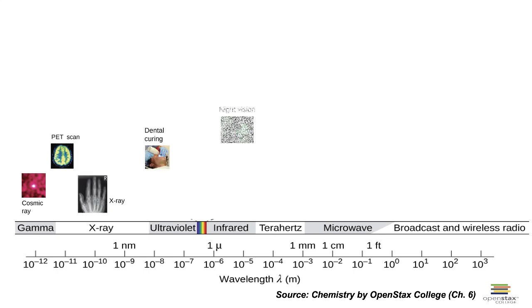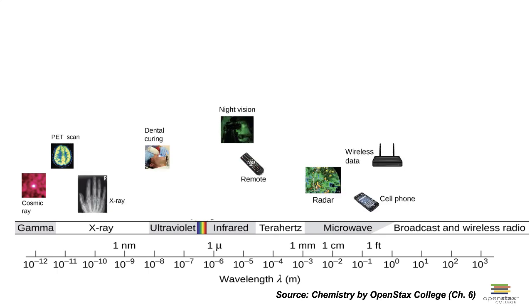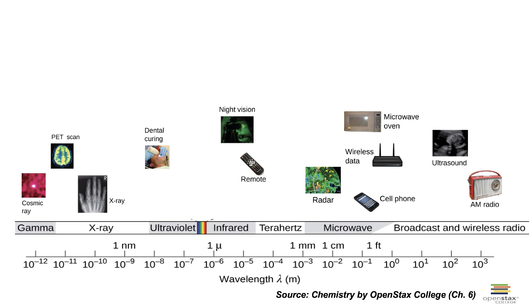Here are a number of examples of electromagnetic radiation used in your daily life: X-rays, dental curing, night vision goggles, TV remote controls, weather radar, cell phones, etc. And visible light is only a tiny little piece of this. Here it is kind of expanded out.